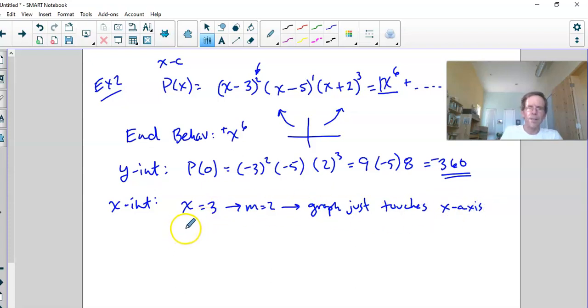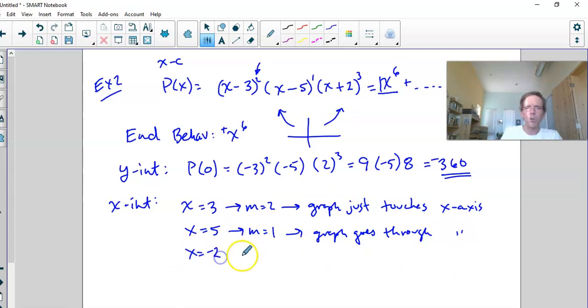All right, and then the next zero is 5. That's an intercept too. The multiplicity is 1, so the graph goes through the x-axis. And then the next one is x equals -2, which has a multiplicity of 3. When it's 3, the graph goes through, but it flattens a little bit.